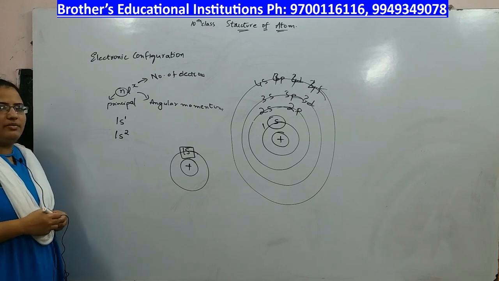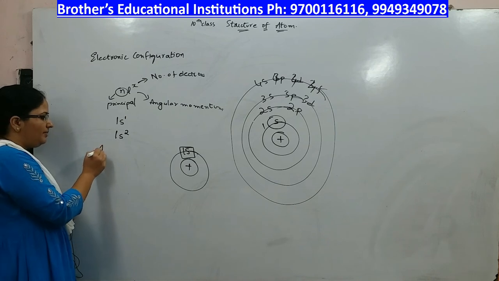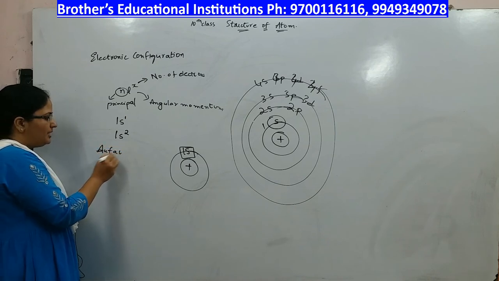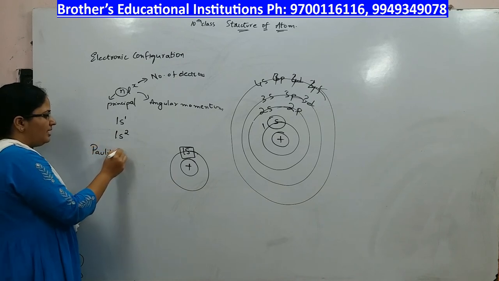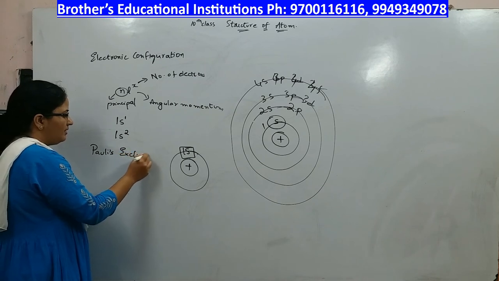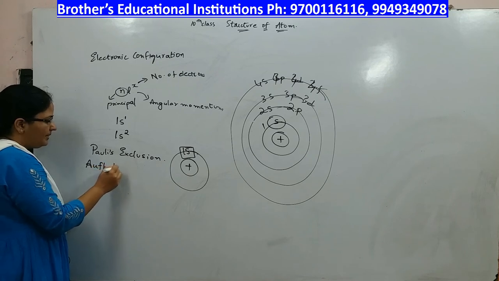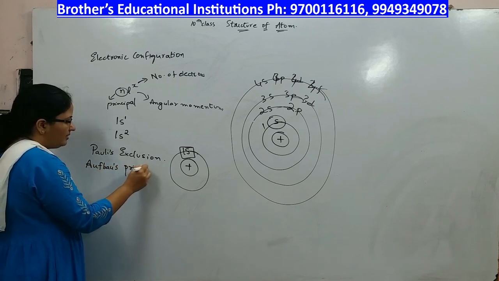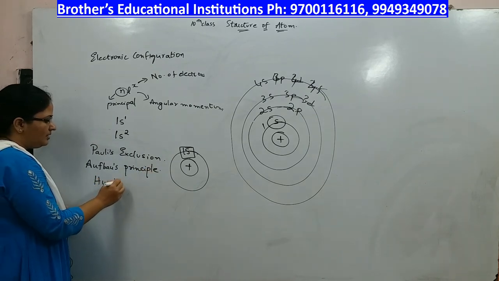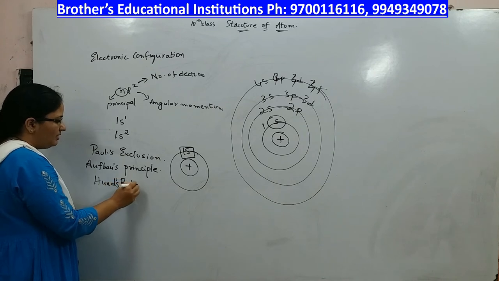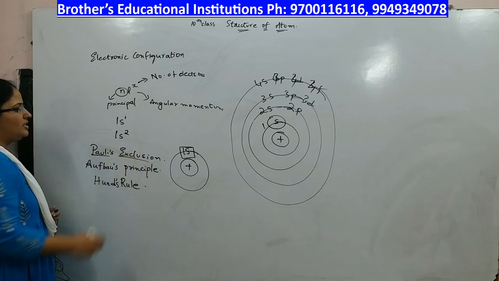For atoms having more than two electrons, we have to use three principles. First one is Pauli's exclusion principle. Second one is Aufbau's principle. And the third one is Hund's rule. Let us discuss all these three in detail. First one is Pauli's exclusion principle.